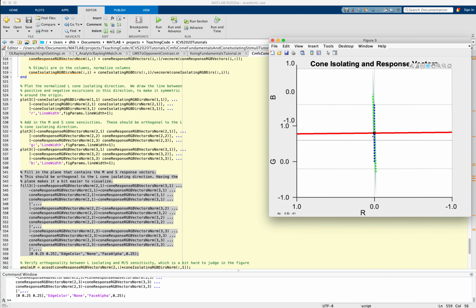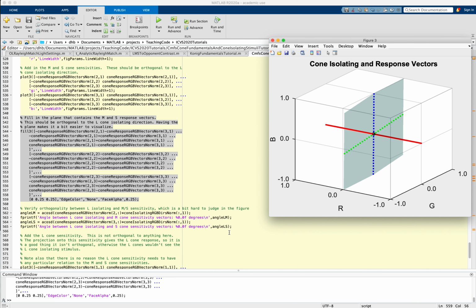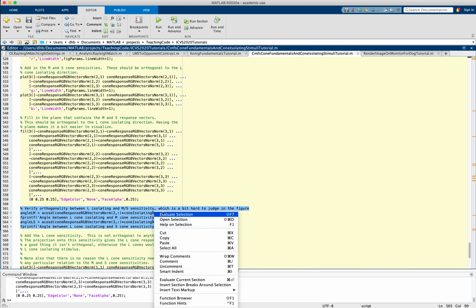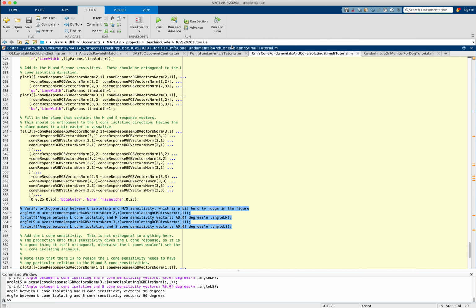If you don't believe the visualization, you can also just compute the angle between them using the fact that the dot product of 2 vectors is the cosine of the angle between them. And take the arc cosine in degrees and print it out. We better get 90 degrees here twice, which we do.